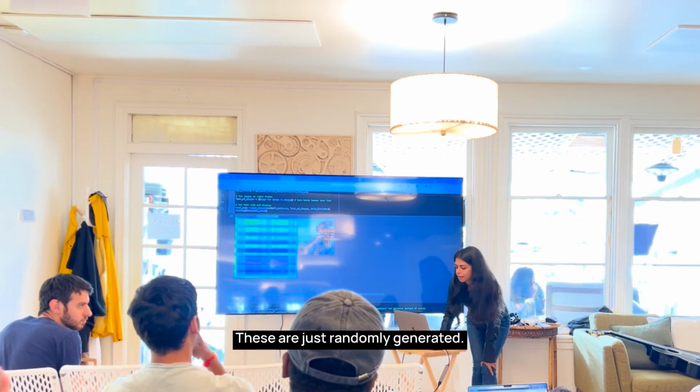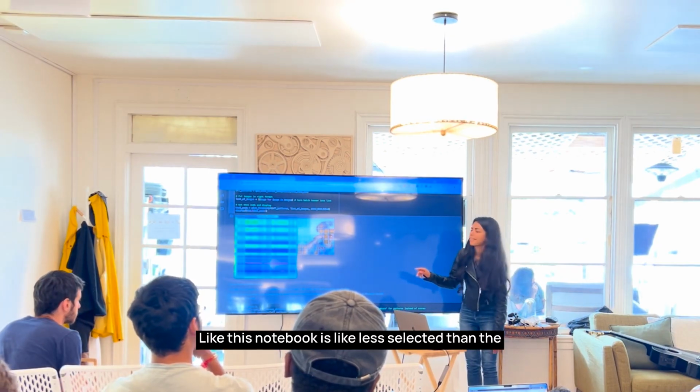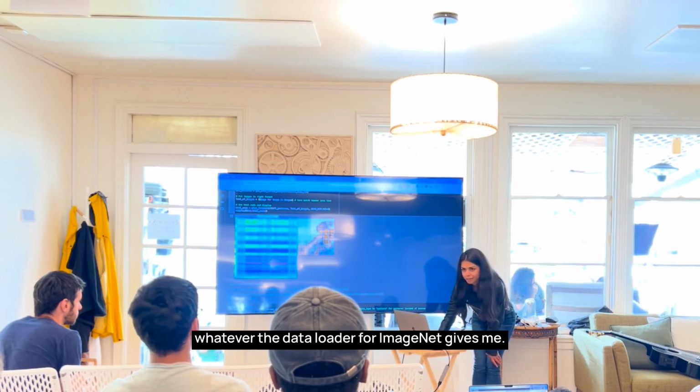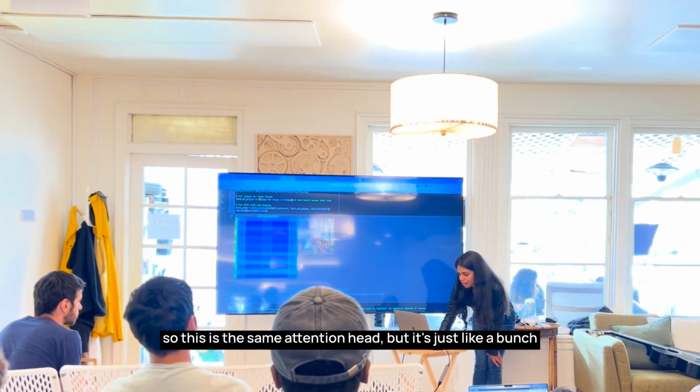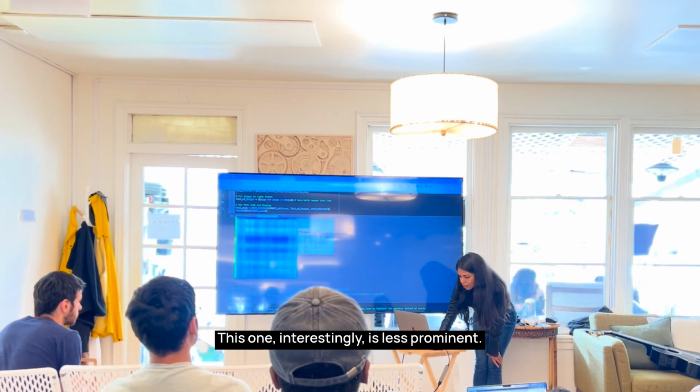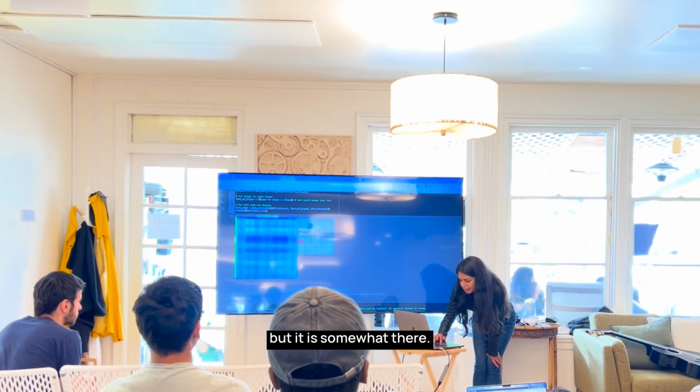These are just randomly generated. This notebook is less selected than the emoji ones, where these are just random, whatever the data loader for ImageNet gives me. So this is the same attention head, but it's a bunch of random ImageNet images, and it appears similar. There are similar patterns in every image, which is why this one, interestingly, is less prominent. I do not know why, but it is somewhat there.